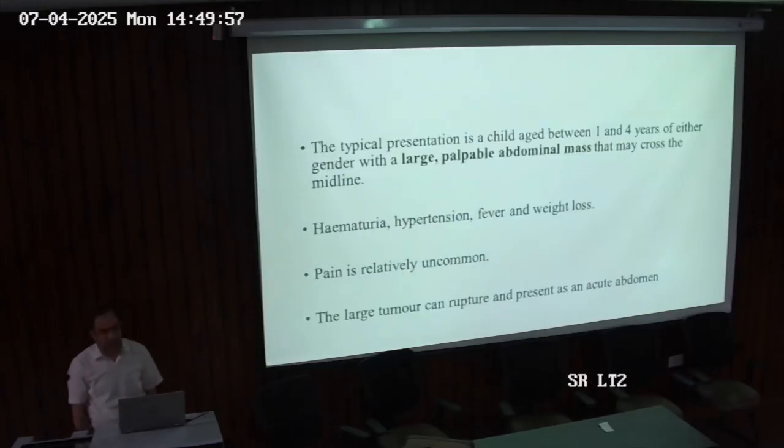Typically it presents in children aged 4 to 5 years of either gender with a large palpable abdominal mass that may cross the midline. The child has hematuria, hypertension, fever, and weight loss. In this tumor, pain is relatively uncommon. A large tumor can rupture and present with an acute abdomen, with intraperitoneal or retroperitoneal bleed.